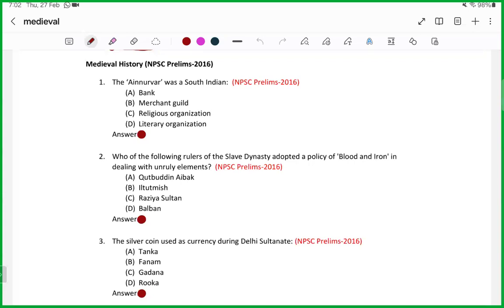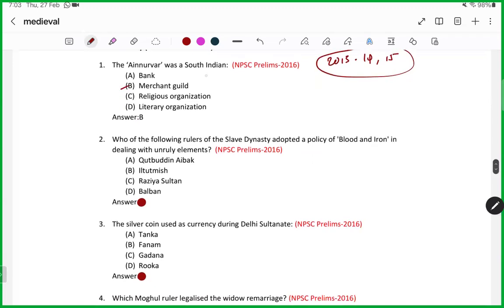All right. So, guys, we have already done 2013, 2014, and 2015. I'm sure you must have learned at least something from those. Today we will do 2016. So, option A, B, C, and D. What does Anirvar was a South Indian mean? Which one, guys? Yes, option B. Okay, very good.